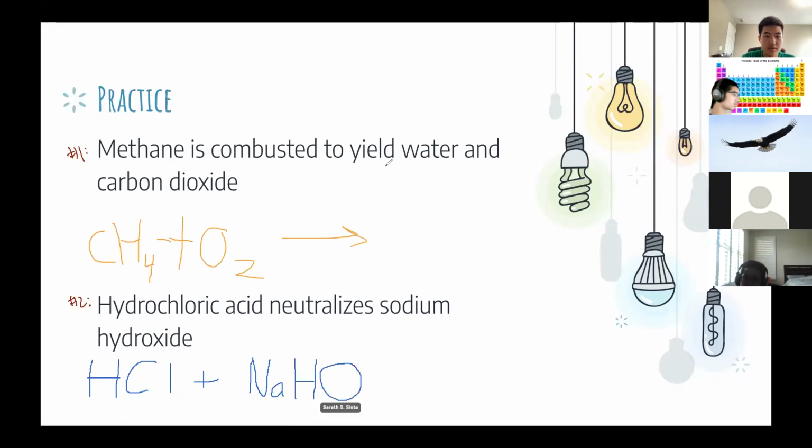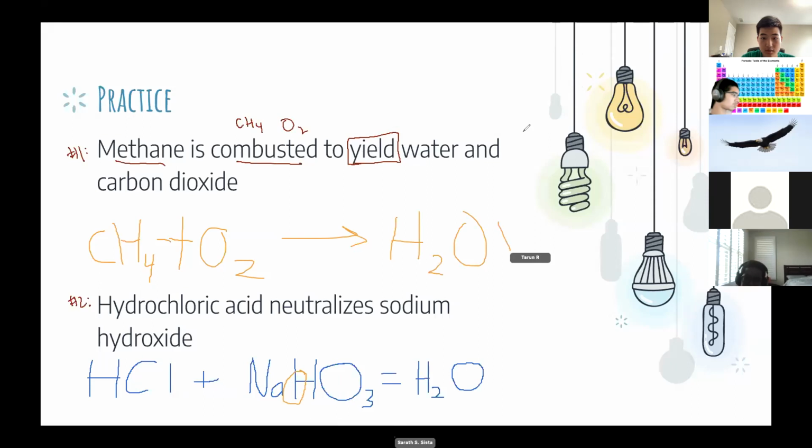So here methane and combust tell us that our reactants are going to be methane. Like I said before, methane is CH4. It's okay if you don't have that memorized right now. And combust, O2, to yield. In other words, yield means form or produce. So they yield water and carbon dioxide, and looks like we took care of that.